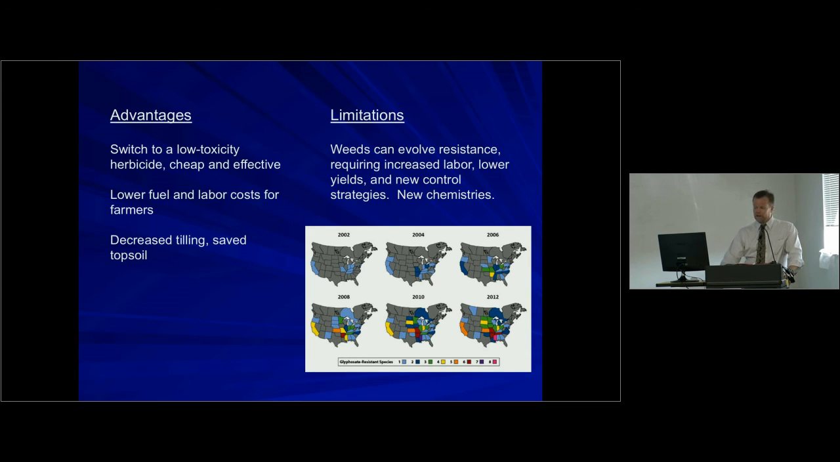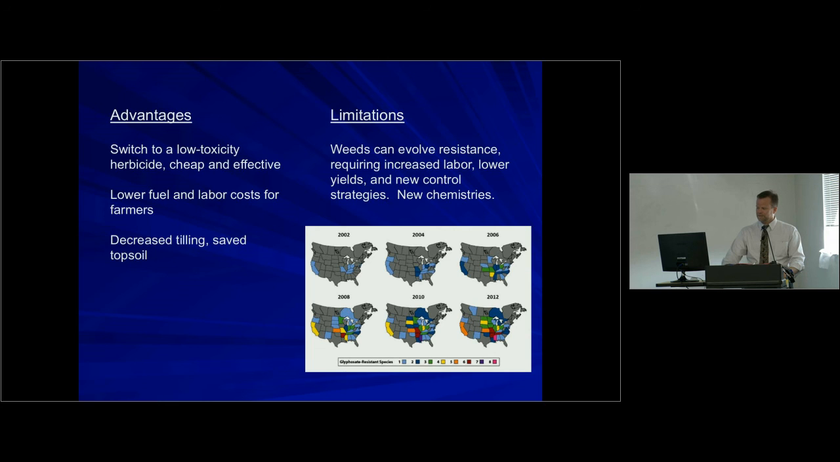The advantages are still there, and farmers still do use the technologies in many ways. Again, low toxicity, cheap, that it really saves farm and labor costs for the farmers and fuel costs. The big advantage is decreased tilling. Farmers don't have to turn the soil to get rid of weeds because you can spray a chemical on the top. It allows farmers to keep their topsoil. You have less erosion. You have better establishment of organic material in that topsoil layer. So a lot of advantages, some definite limitations, and it's something for us to keep in mind whenever we talk about these technologies.